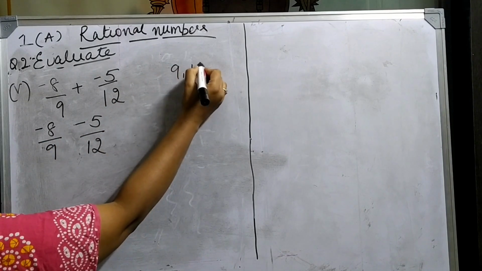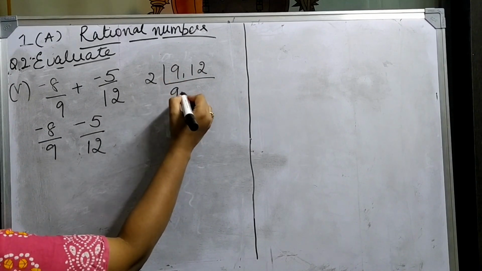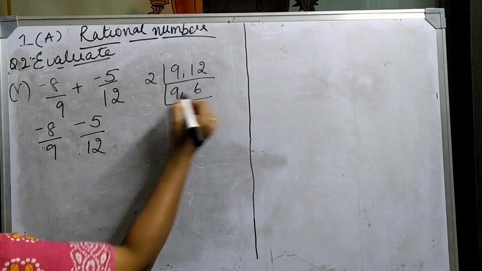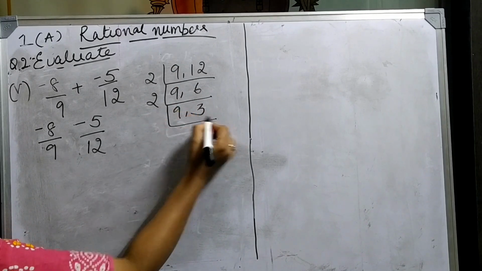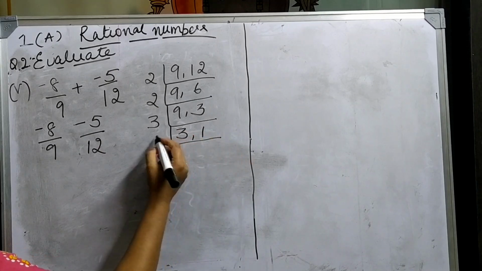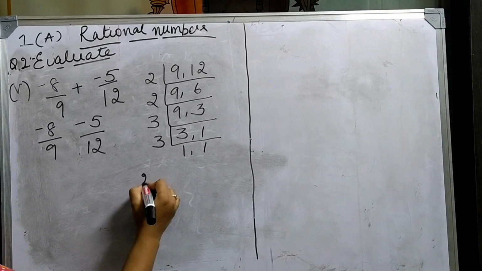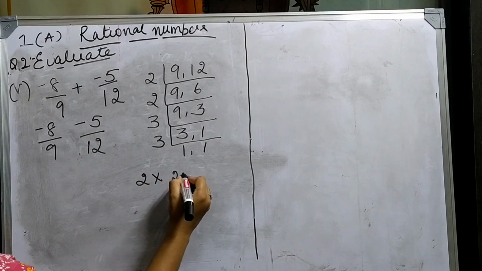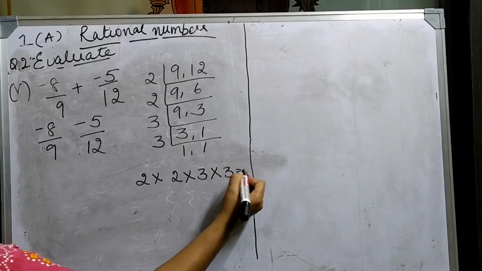LCM for denominator 9 and 12 is, if you start from 2, it is 9, 2 6 are 12, again 2, 9, 2 3s are 6, and again by 3, 3 3s are 9, 3 1s are, again by 3, it is 3 1s are. So the LCM is 2 into 2 into 3 into 3, which is 36.